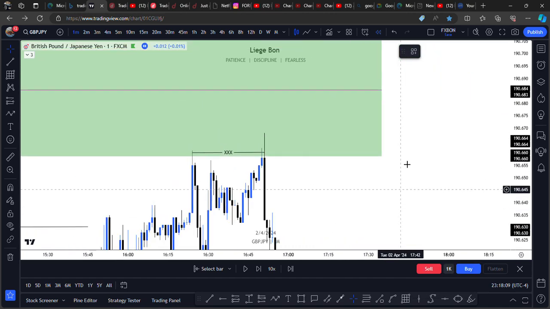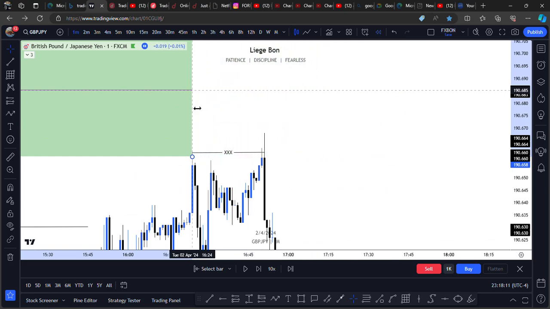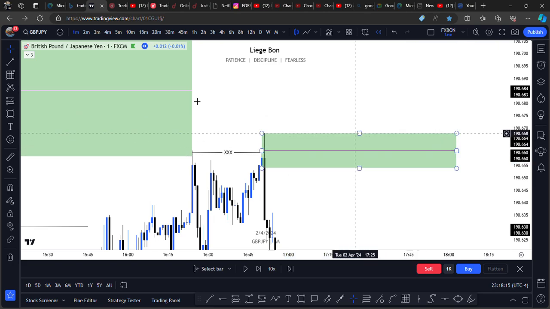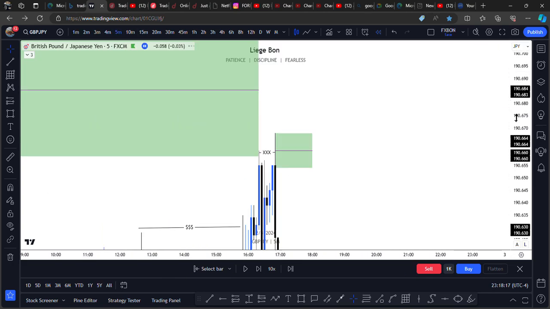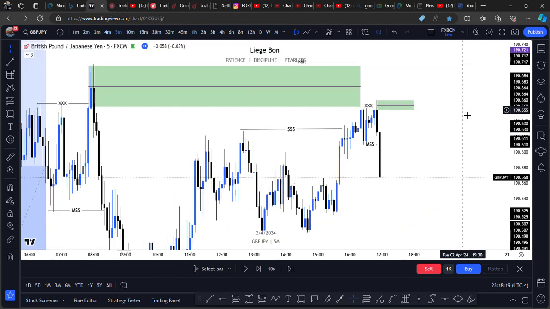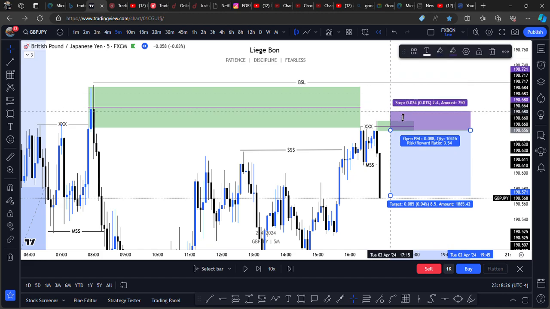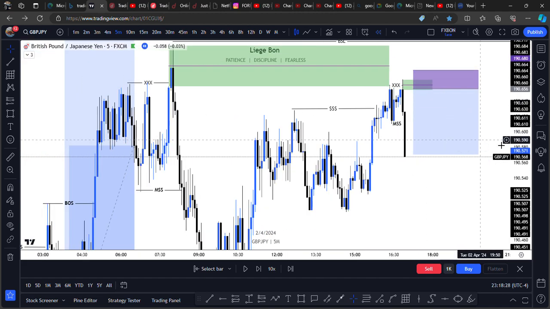Now, so we could be sellers. We could be sellers on this demand here, on this order block. Okay. So we could be sellers at that order block. SL slide here. And now for targets.